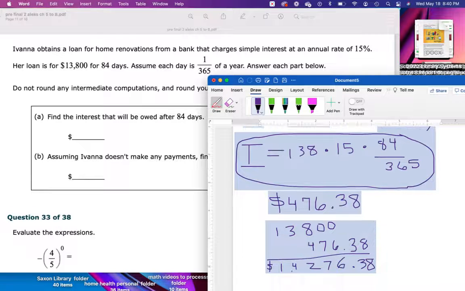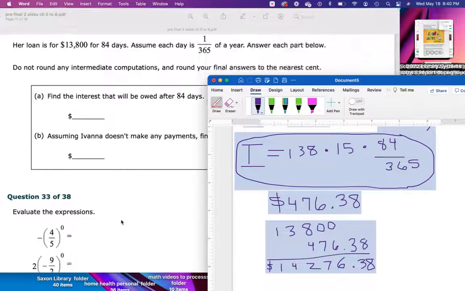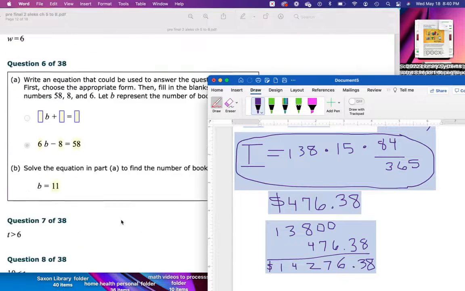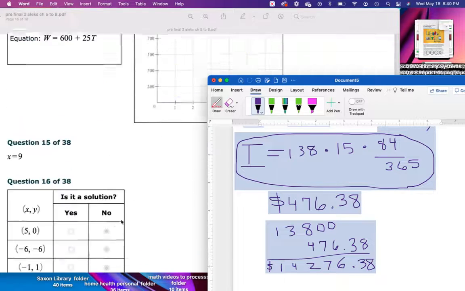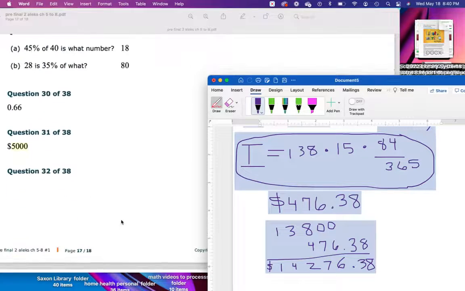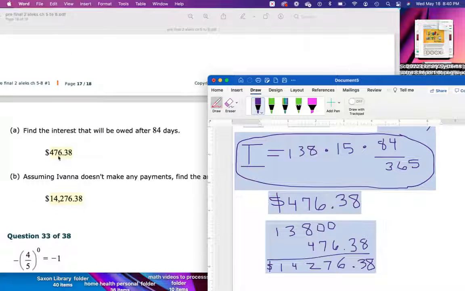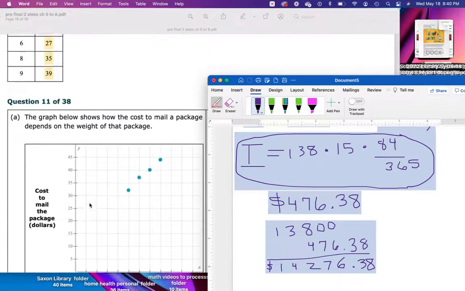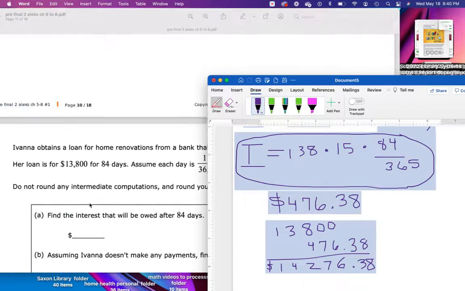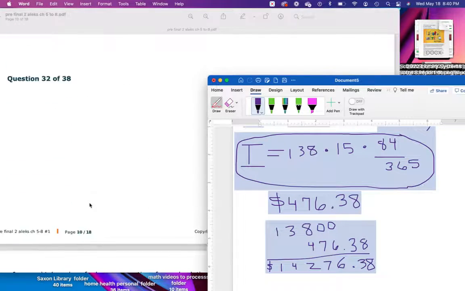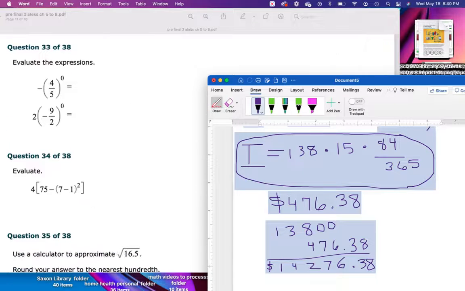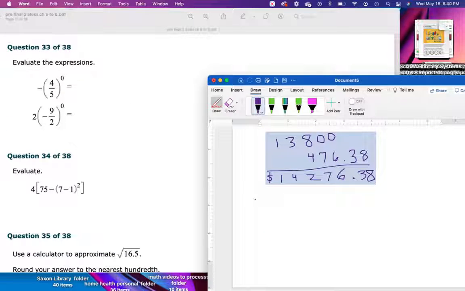476.38 and $14,276.38. So that was number 32. So let's go over here. Remember, your answers are down here, and I expect you to use them to check and see if you're getting things correct. $476.38, $14,276.38. Okay, so we got it right. Let's go back to 32, which we just did. Let's go to 33.